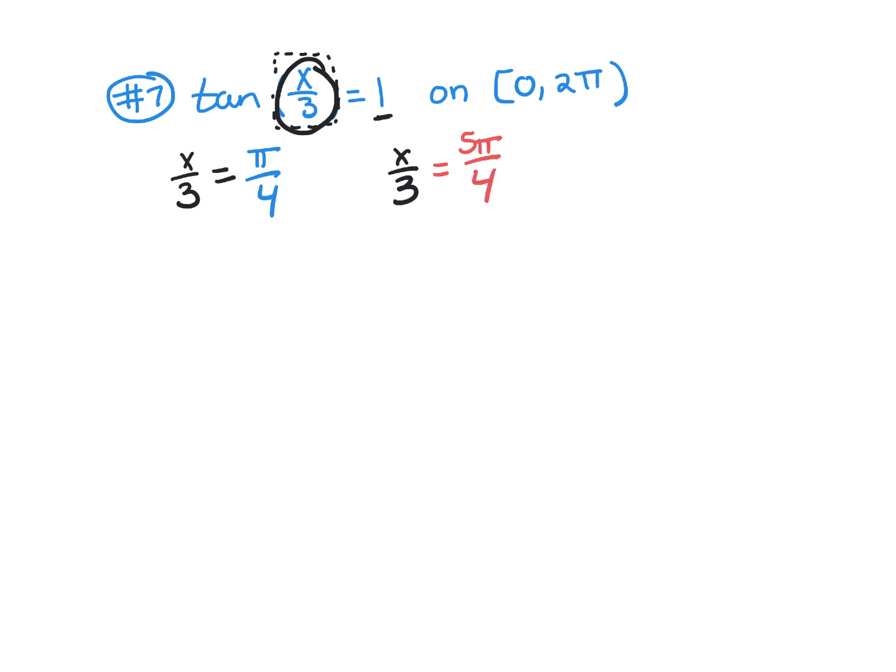Now, at this point we can multiply by 3, but you cannot do it if it's trapped inside the trig function. You have to wait until you set it equal to an angle. So then we can multiply both sides by 3. Both sides. So we'll end up with x equals 3 pi over 4, and x equals 15 pi over 4.